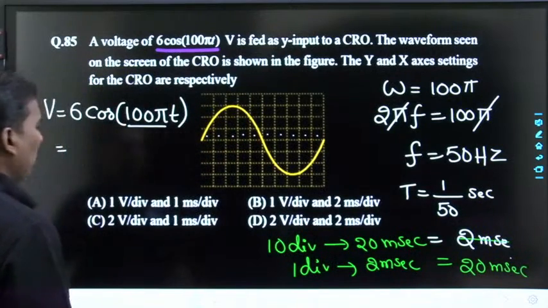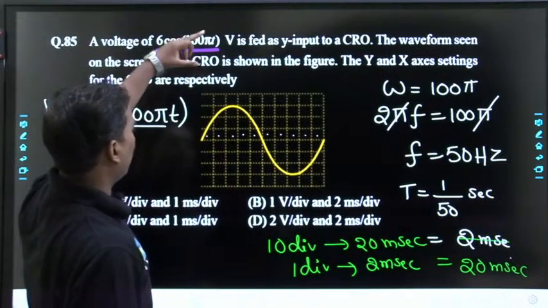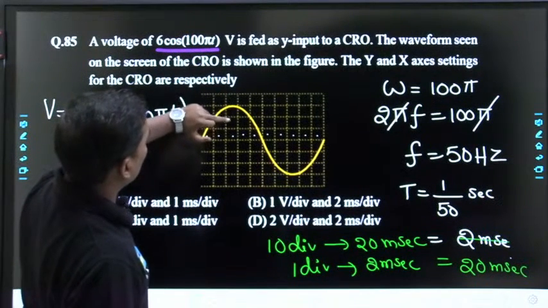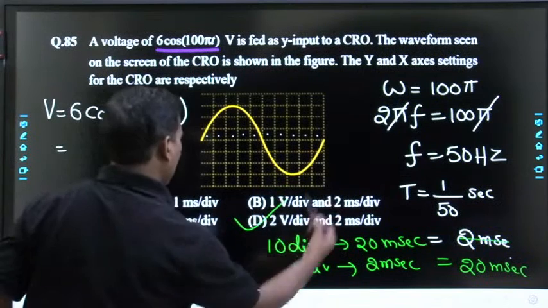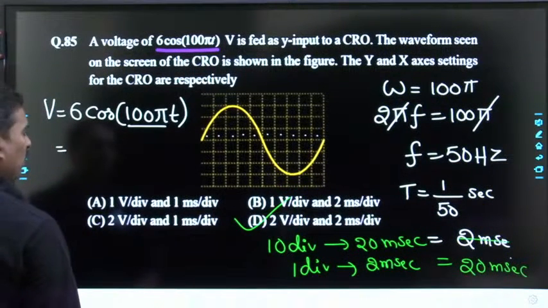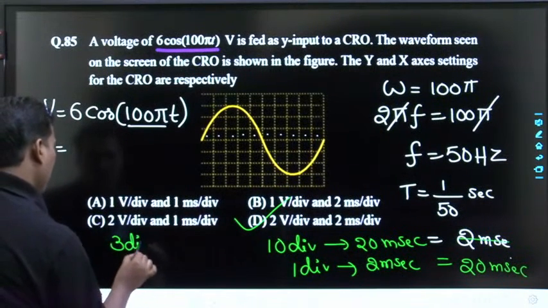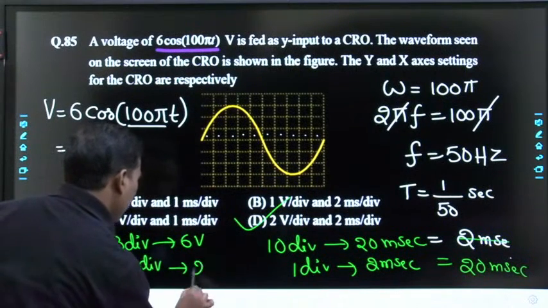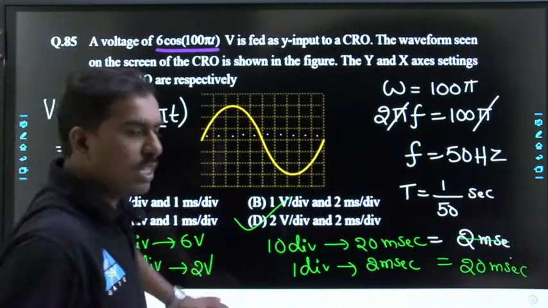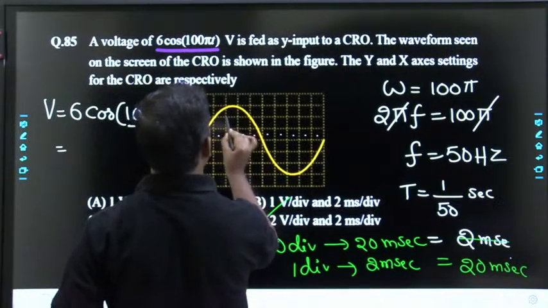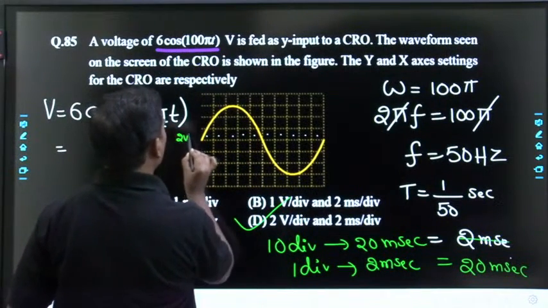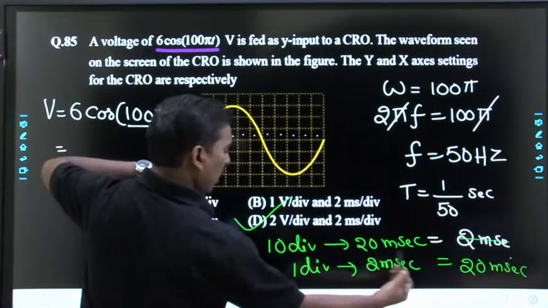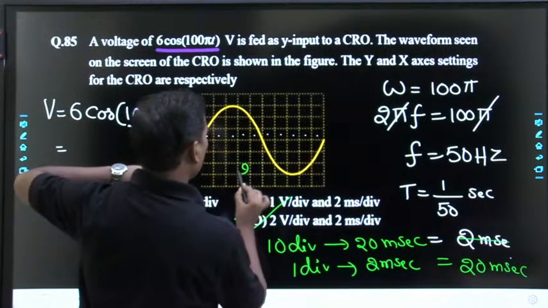Next, peak voltage is what? 6 volts. So 6 volts means it is 2 volts per division. So option D is the correct answer, right? 3 divisions must contribute 6 volts, so 1 division must be 2 volts. So vertical is how much? 2 volts per division. On the x-axis, 2 milliseconds per division.